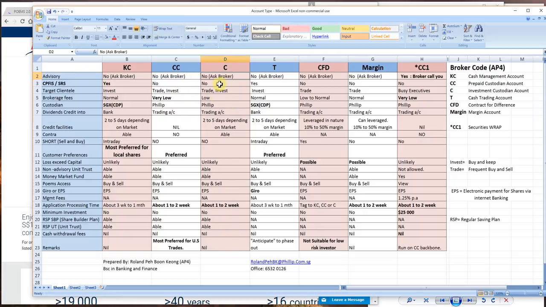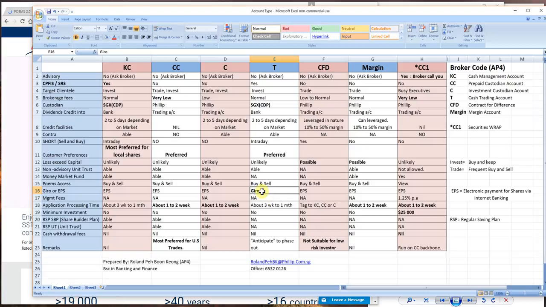This is the investment custodian account, which is very similar to cash prepaid, but as what I've stated here, the features are made available here. Okay, so next, the cash trading account. Alright, the cash trading account is in this column. This is very similar to the KC account. There's not much difference except that you get to use GIRO. That means when you buy shares or sell shares, the money will be deducted or credited back to your account.